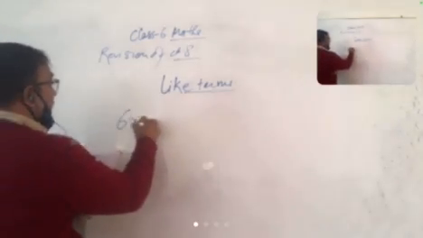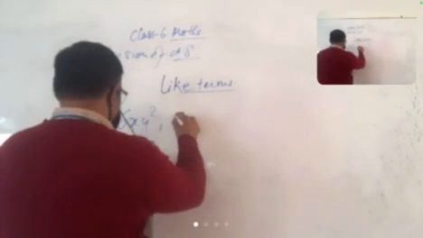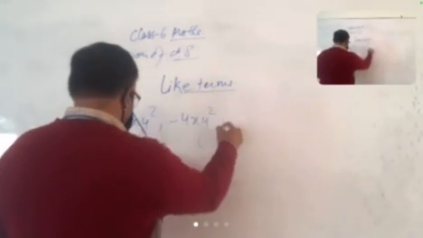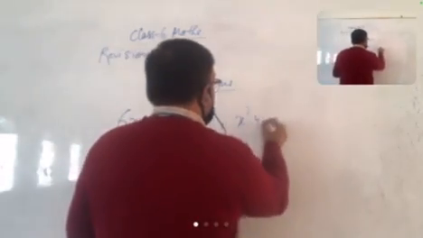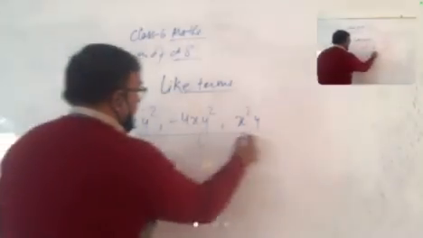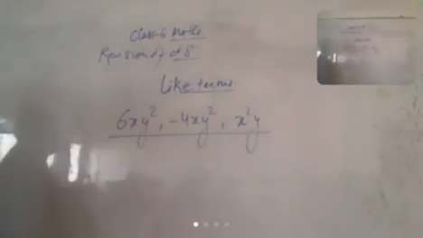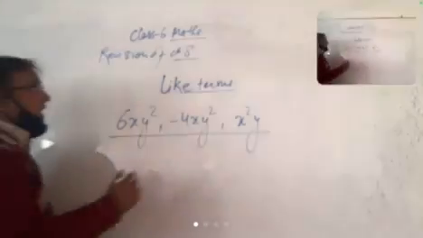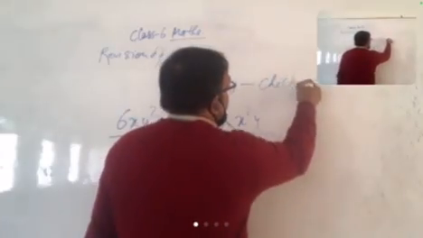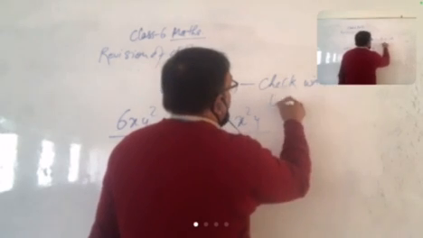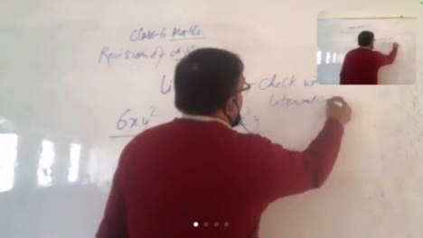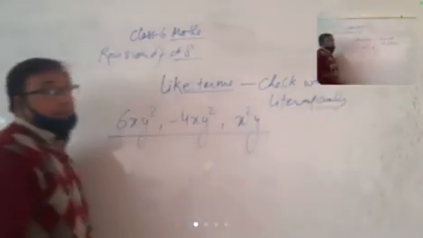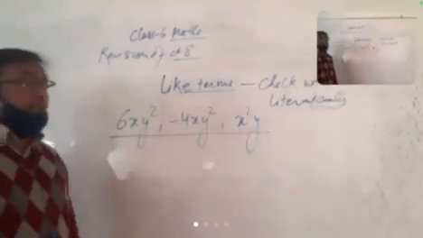See, 6xy square minus 4xy square, x square y. Now see, there is three terms. Now see, like term must be checked with literals only. Like term को हम check कैसे करेंगे? Check with literal only. ठीक है? सिर्फ literals को देख के हम like term check करते हैं.